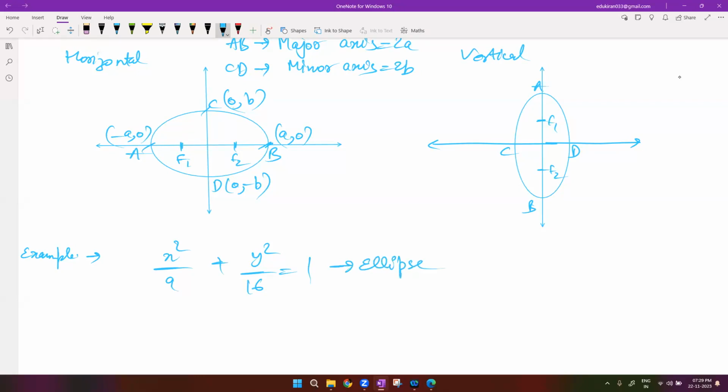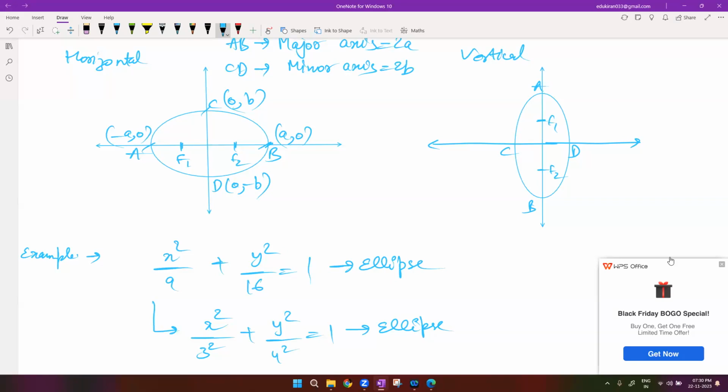Now I can see that x² has the coefficient 1/9 and y² has 1/16. So I will compare it with the standard equation. I will write x²/3² + y²/4². This is my ellipse. So how do I know whether this is horizontal or vertical? Very simple. Whichever denominator is larger, the curve will extend along that axis. If the denominator of y is larger, it will be a vertical ellipse. And if the denominator of x is larger, it will be a horizontal ellipse.